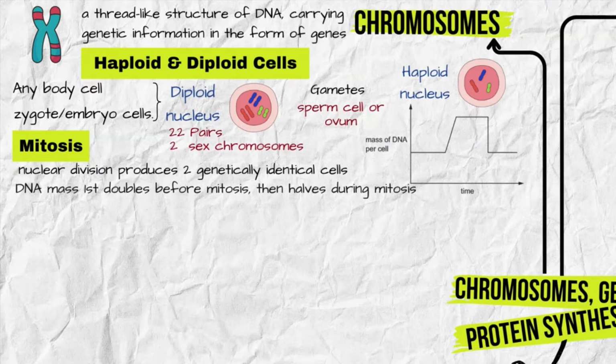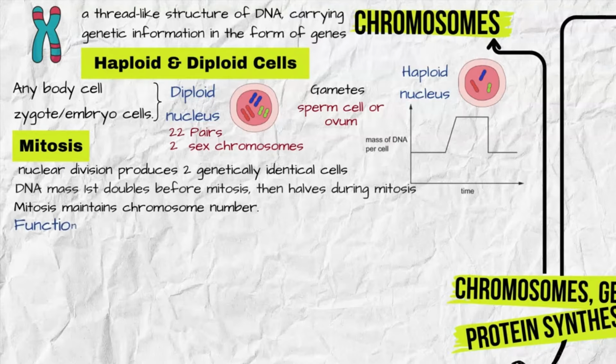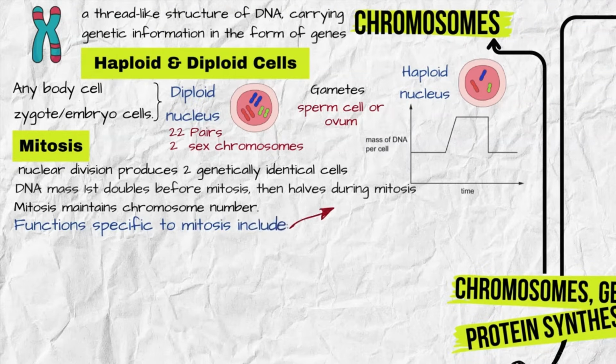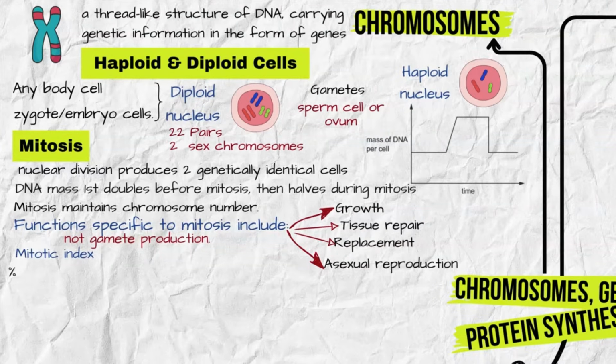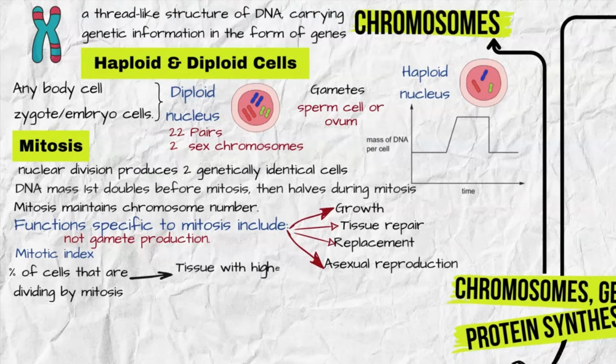Number 3. Mitosis maintains chromosome number. Number 4. Functions specific to mitosis include growth, tissue repair, replacement, and asexual reproduction, not gamete production. Number 5. The mitotic index of a tissue is the percentage of cells in the tissue that are dividing by mitosis. The tissue with the highest mitotic index is growing the fastest.